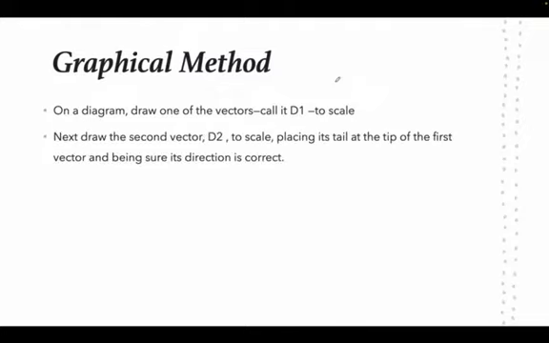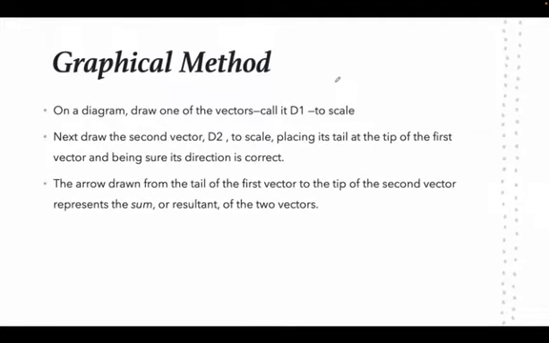Let's talk about the graphical method for a second. When we use the graphical method, the first thing we do is draw one of the vectors. Let's call it D1. We have to make sure that this vector is drawn to scale. Then at the end of the first vector, we draw the second vector, making sure that it is also drawn to scale and that its direction is correct. And then to get the result, I draw an arrow from the beginning of the first vector to the end of the second vector, and this vector will represent the resultant vector.